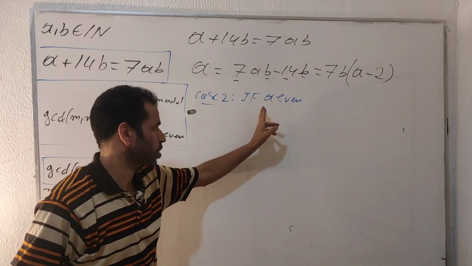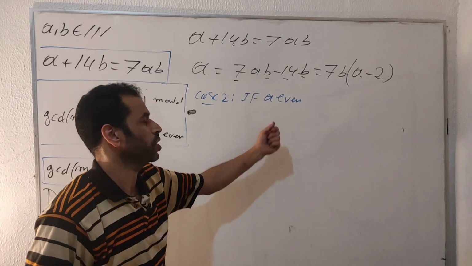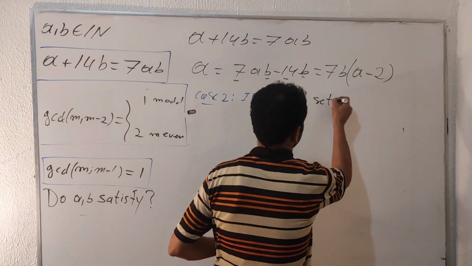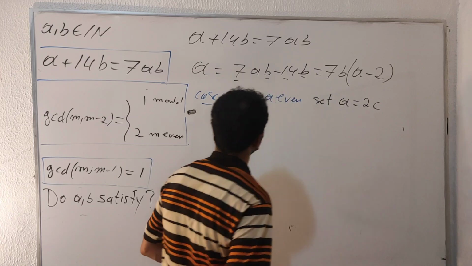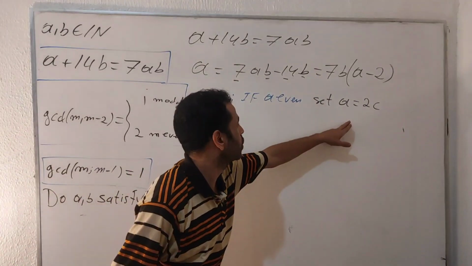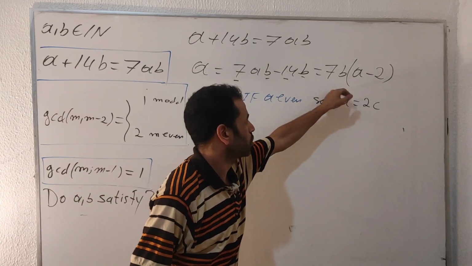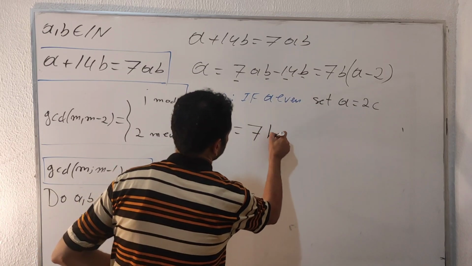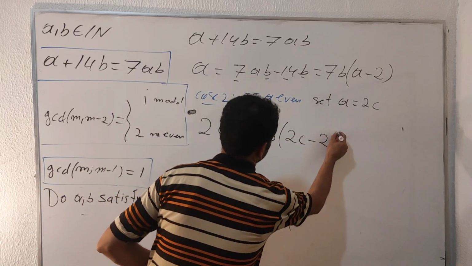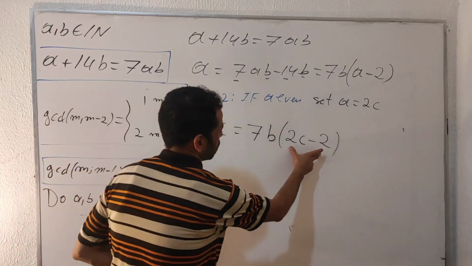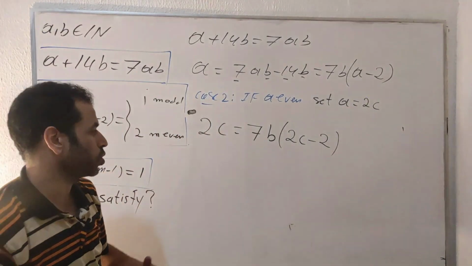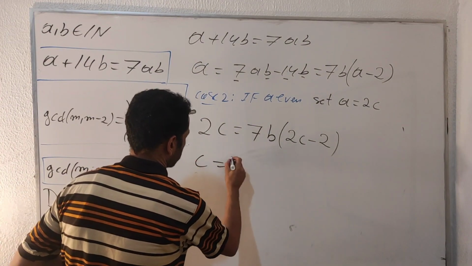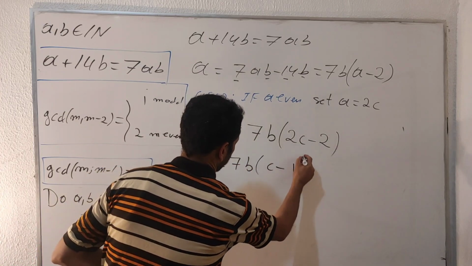Now in this case we are going to discuss the situation when A is an even integer. Since A is even, let's set A equals 2C. Replacing the same value of A into the original equation to see what the status of this equation is, I get 2C equals 7B multiplied by 2C minus number 2. We get number 2 here, here, and here, so we are going to divide both sides by number 2. I get C equals 7B times C minus number 1.